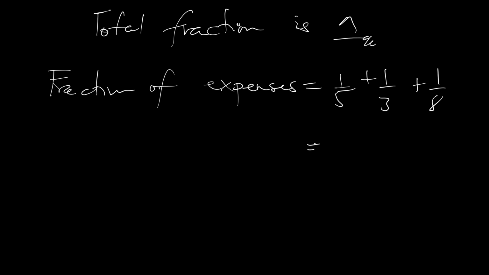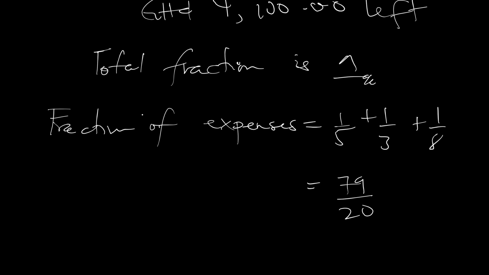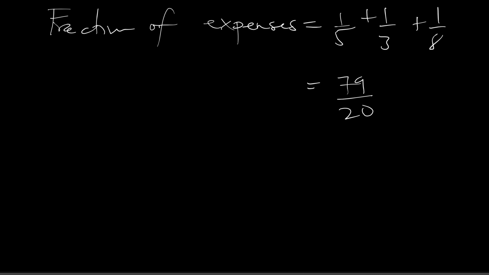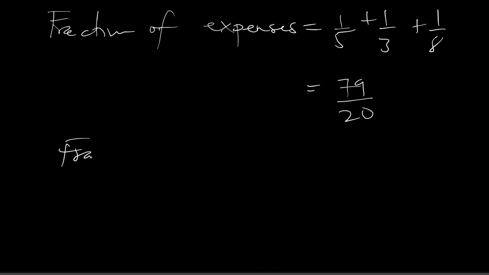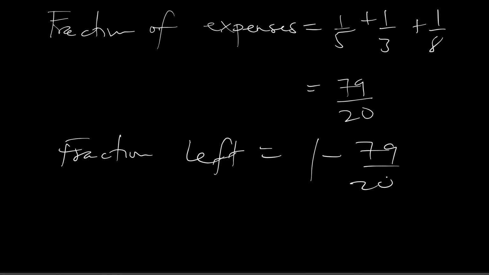And when you do it, the total fraction should be 79/20. So if the fraction he spent on expenses is 79/20 and his total fraction is 1, then the fraction left will be 1 minus 79/20. So fraction left will be equal to 1 minus 79/20.